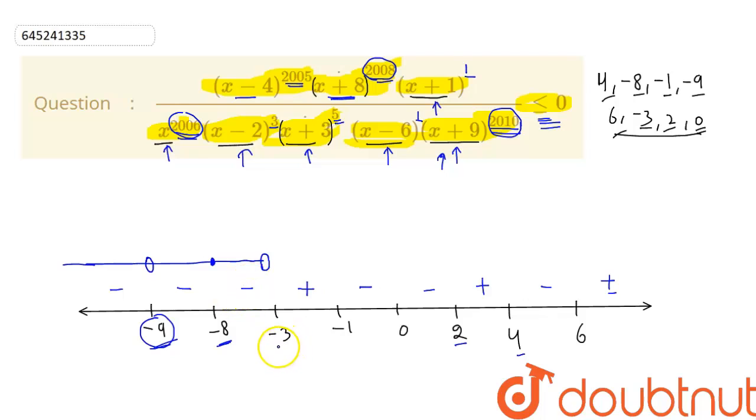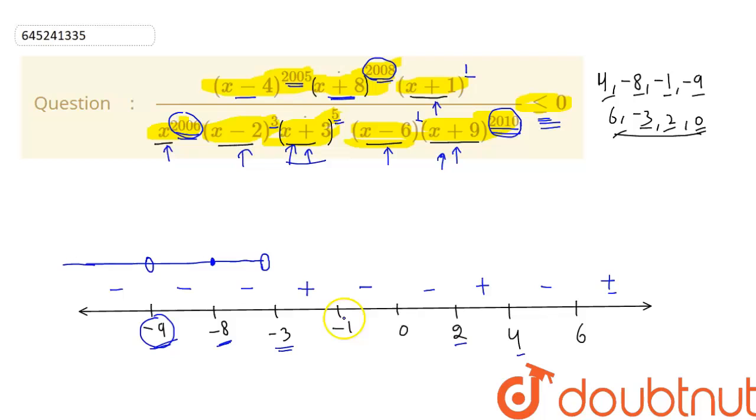Now here we have the x is equals to minus 3 as the critical point. So if we put x is equal to minus 3, then we get the 0 in the denominator here. So this is not permissible, and hence we have put an open interval here in front of -3. Now we have the negative sign here also.